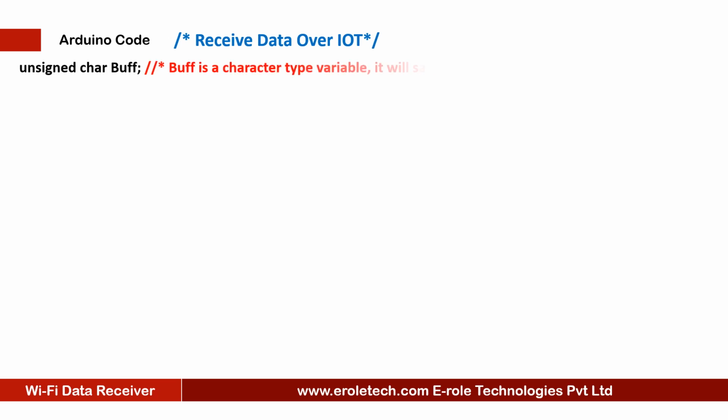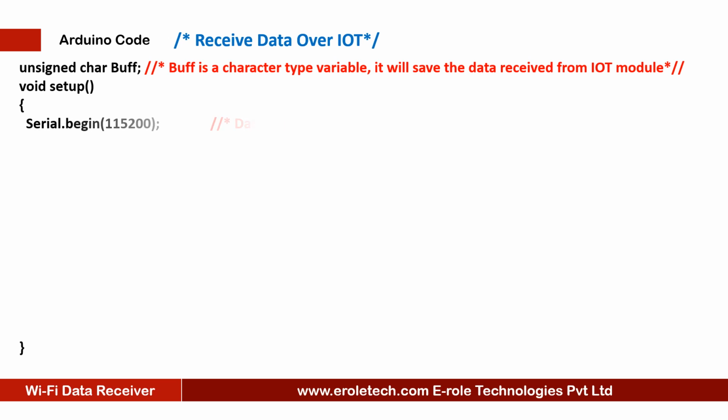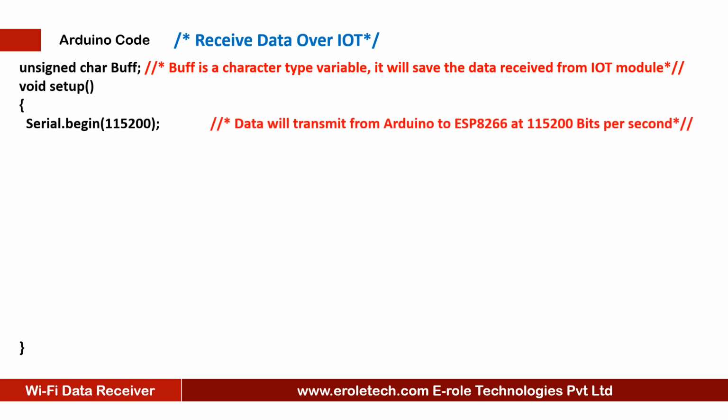This is the code of this project. Buff is an unsigned character type variable. It is used to store the received data. Void setup is a function that we create at the top of each program. Inside the brackets is the code we want to run once, as soon as the program starts running. Serial begin 115200: this line defines that data will transmit from Arduino to ESP8266 at the rate of 115200 bits per second.